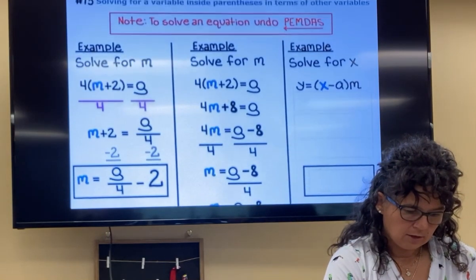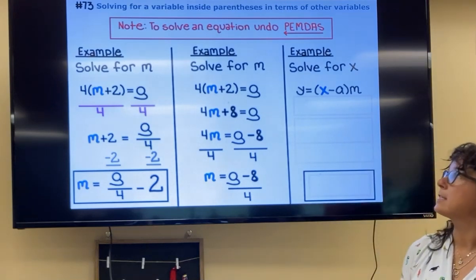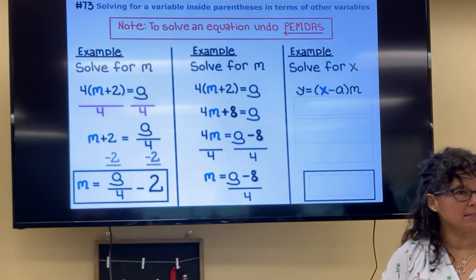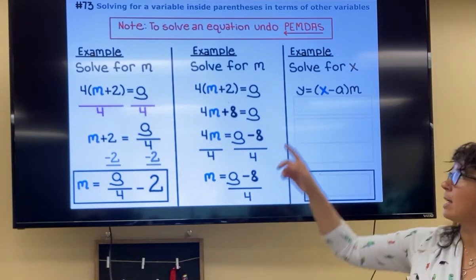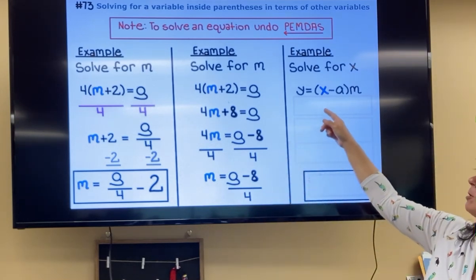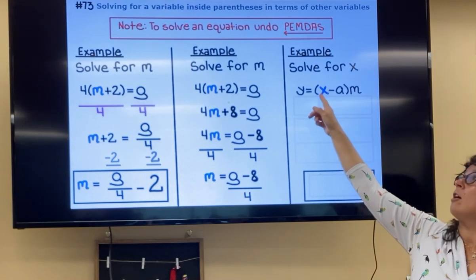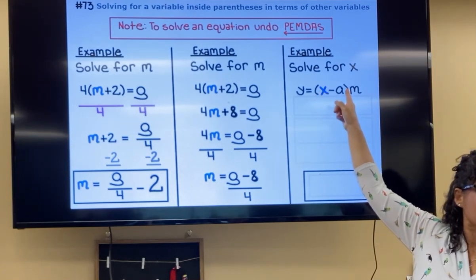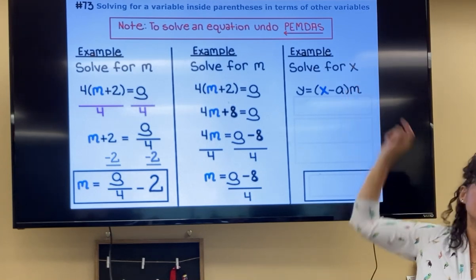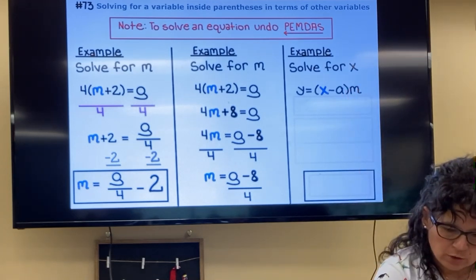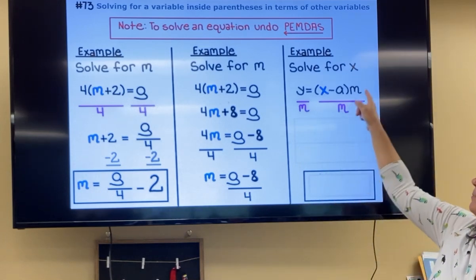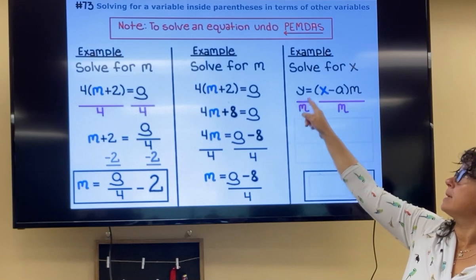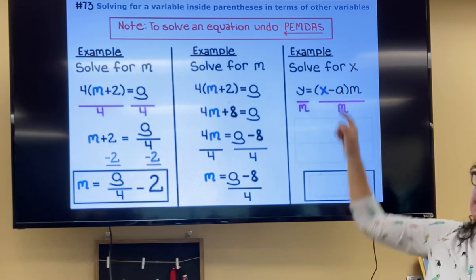In my opinion, the quickest way to get the letter by itself is to worry about what's inside parentheses last. So I'm going to do that method one more time on a different problem. So if I want x by itself, I'm thinking I'm going to worry about what's inside parentheses last. So I'm going to get rid of that multiply by m. So if I divide both sides by m, this m is gone. And then I have the fraction y over m is equal to x minus a.